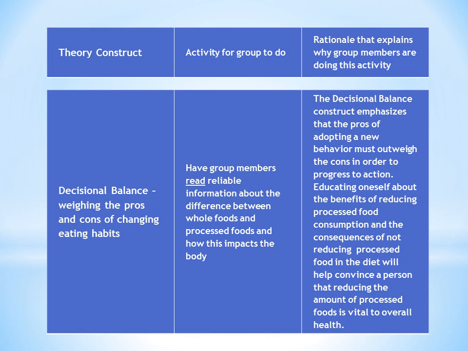The next 5 constructs in this plan are the processes of change that work within each stage to transition to the next stage. This part is about decisional balance, and this is where people weigh the pros and cons of making a new behavior change. As we go through the plan, I'll let you read the activity and the rationale for yourselves.